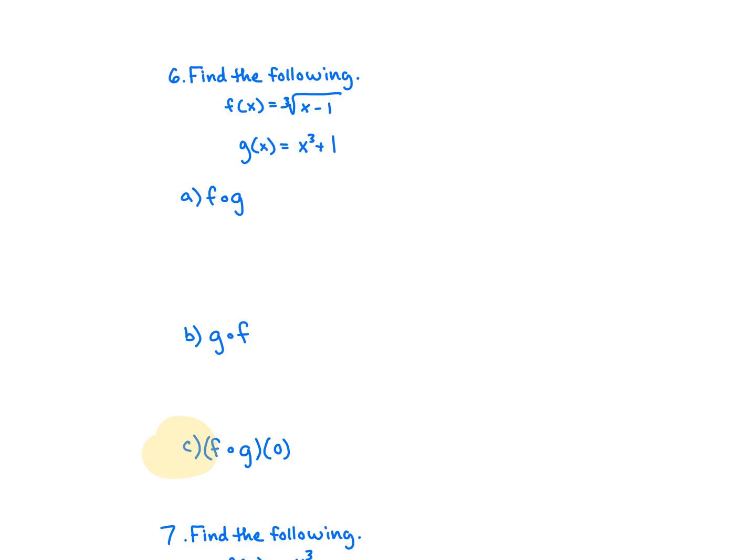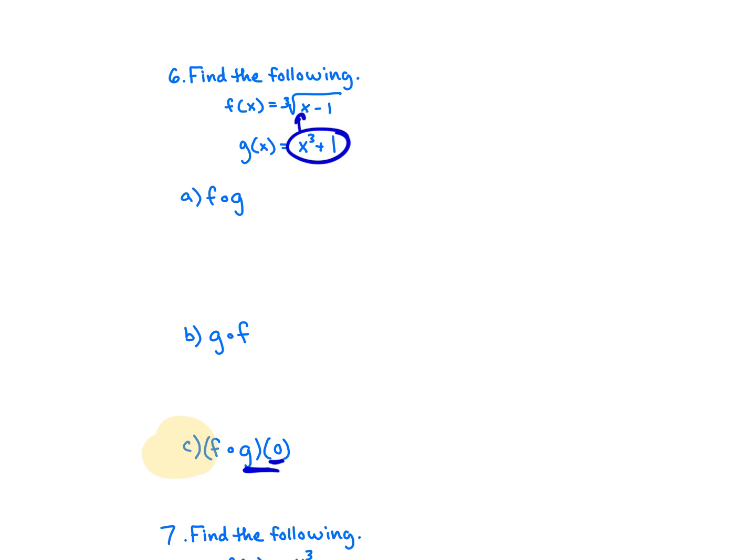Let's go to the next page. It asks us to find f of g of 0. So here we're going to plug 0 in. So first let's find f of g first and then plug 0 in. Or we could find g of 0, take that answer, and then plug it into f. I'll show you both ways. Which one is on the inside here? G. So we're going to take g and plug it into f.